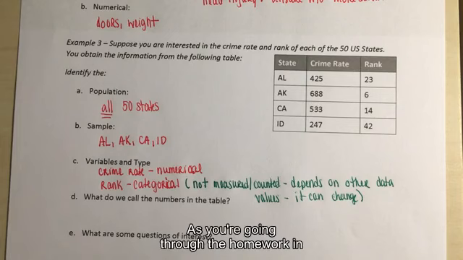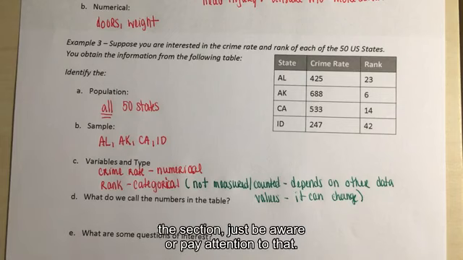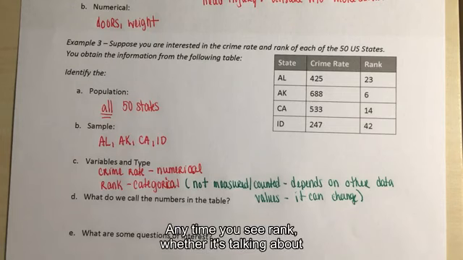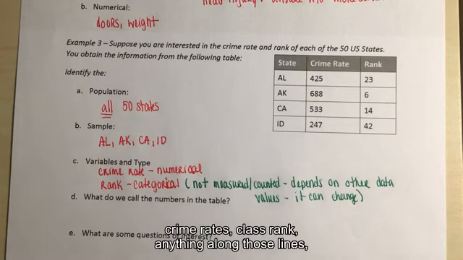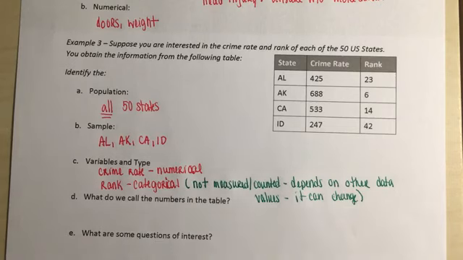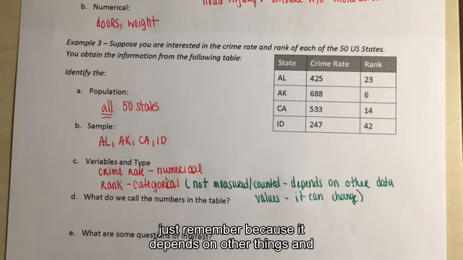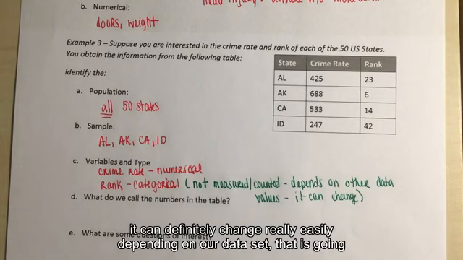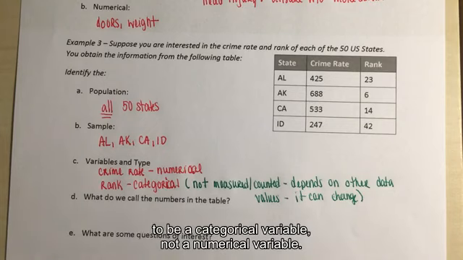As you're going through the homework in the section, be aware and pay attention to that. Anytime you see rank, whether it's talking about crime rates, class rank, anything along those lines, just remember, because it depends on other things and it can change really easily depending on our data set, that is going to be a categorical variable, not a numerical variable.